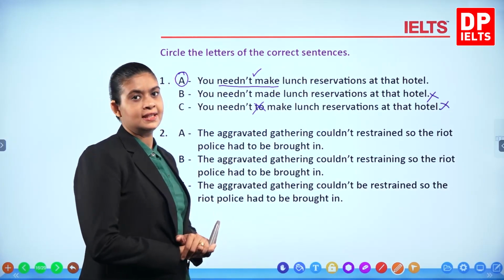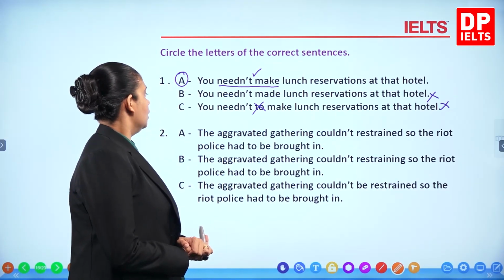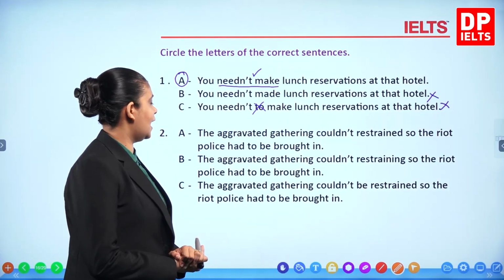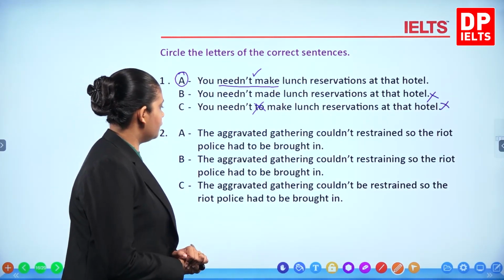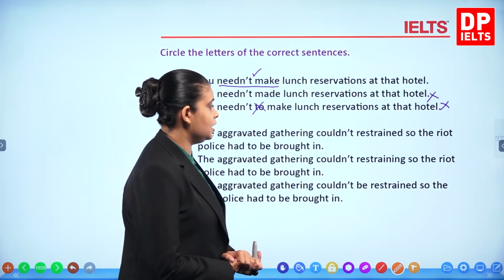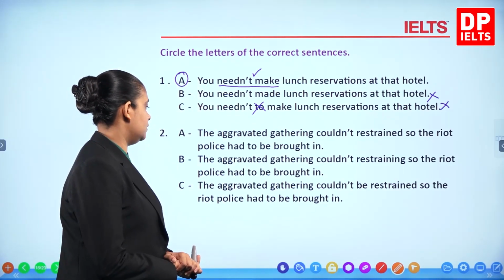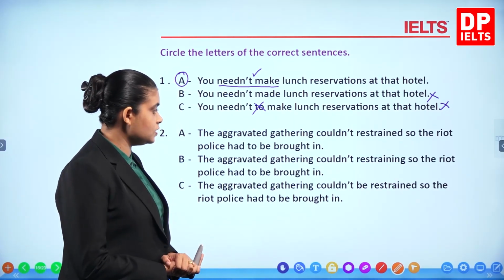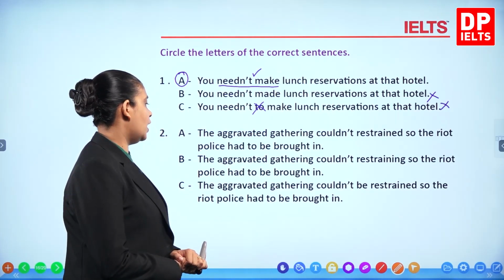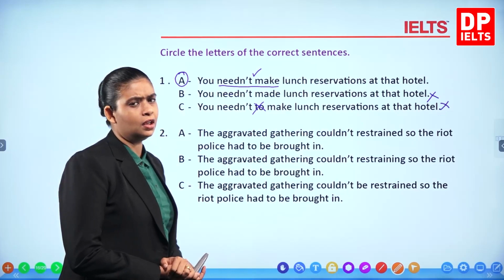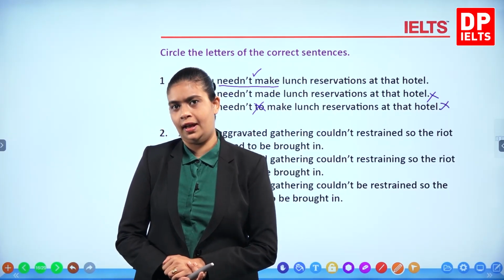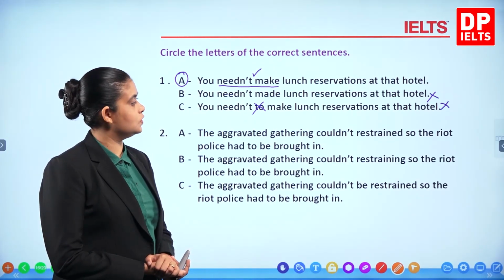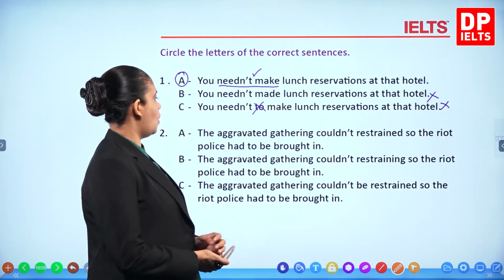Let's have a look at the second one. The aggravated gathering couldn't restrain, so the riot police had to be brought in. The aggravated gathering couldn't restraining, so the riot police had to be brought in. The aggravated gathering couldn't be restrained, so the riot police had to be brought in. Think about which sentence form is correct, and then tick and see which one is right and which one is wrong. All right.